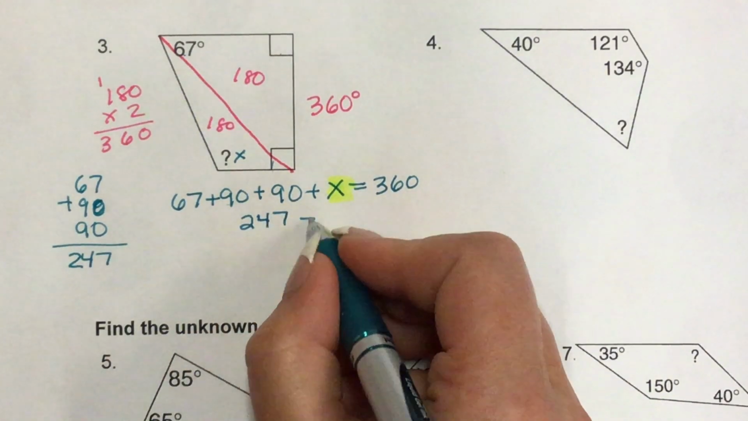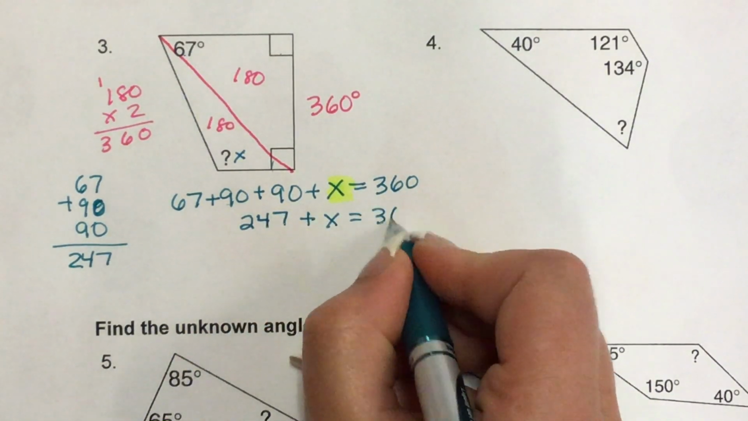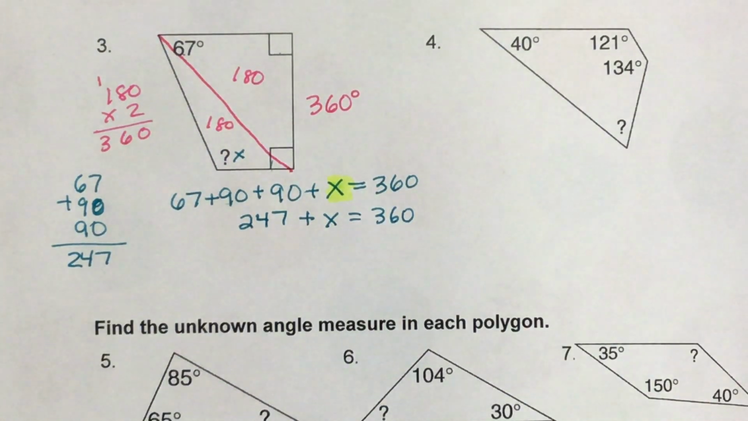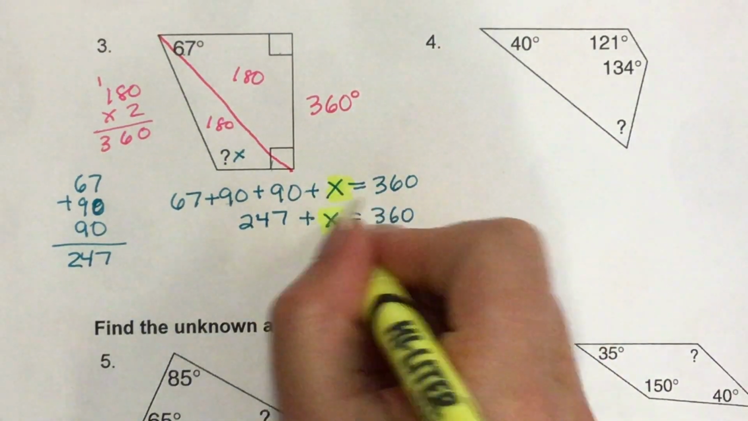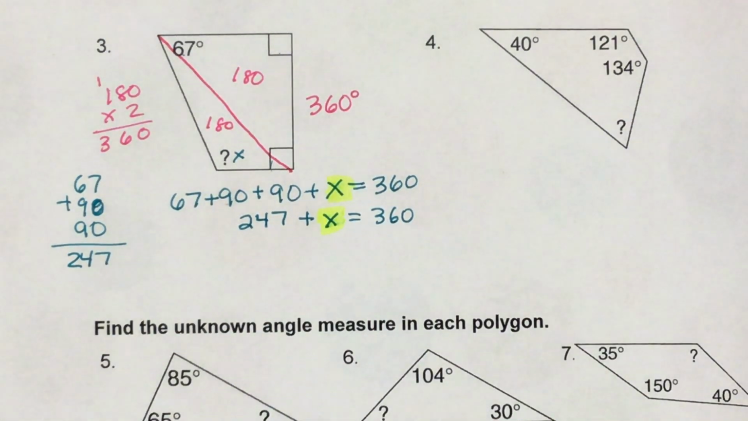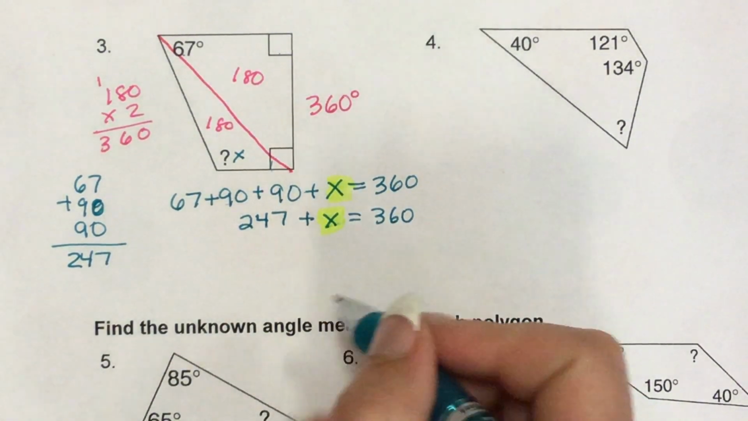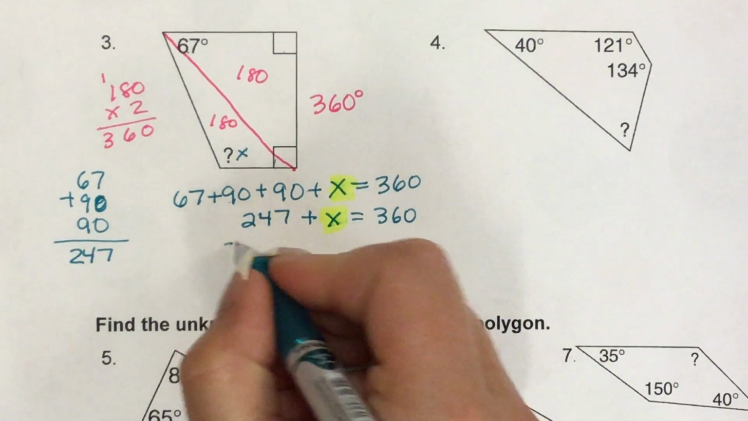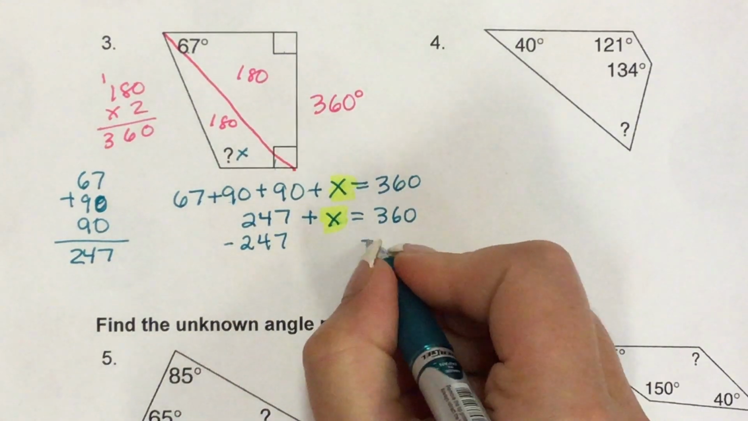247 plus x equals 360. Okay, we're still trying to get x by itself, so we need to isolate it. That means we need to get rid of this 247. To do that, we have to do the inverse operation of addition, which would be subtraction. We're going to subtract both sides by 247.